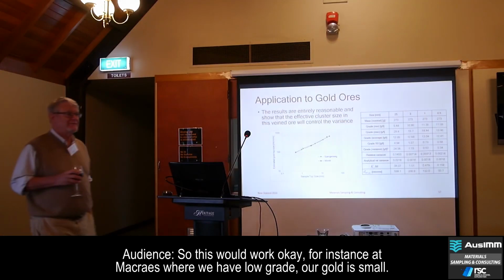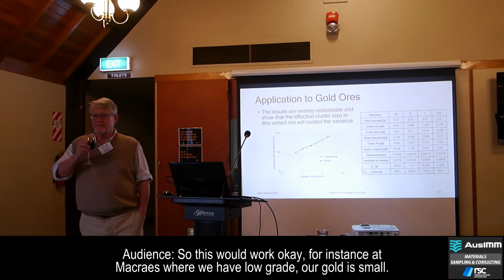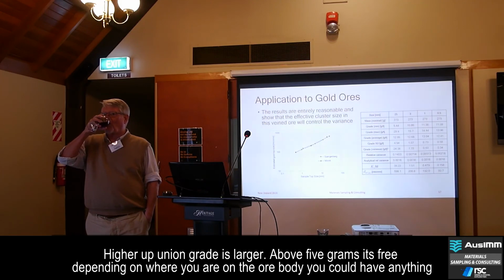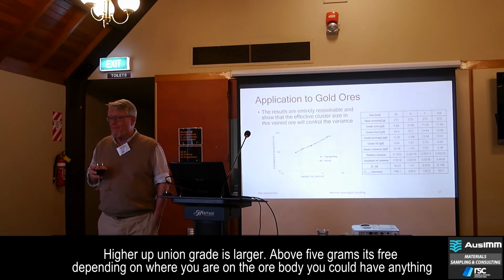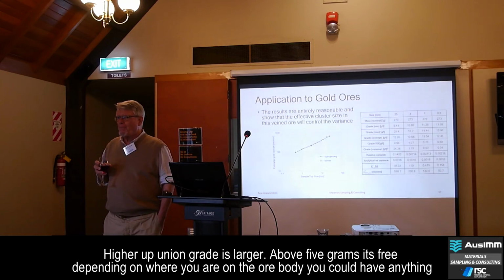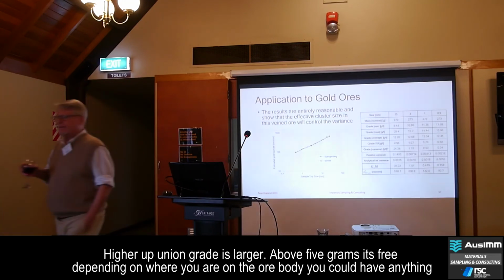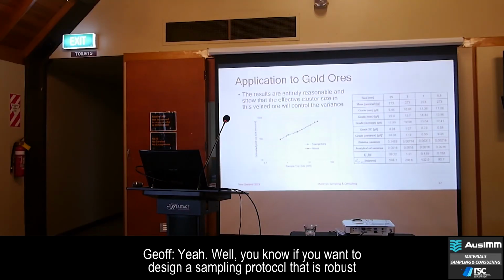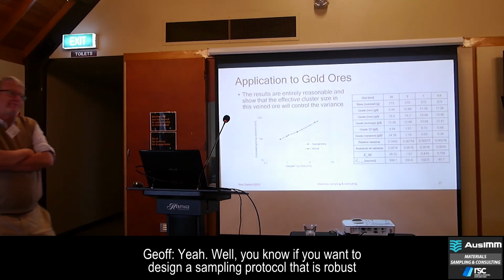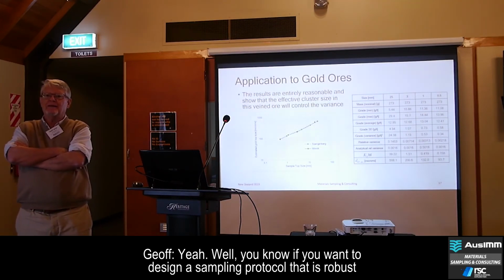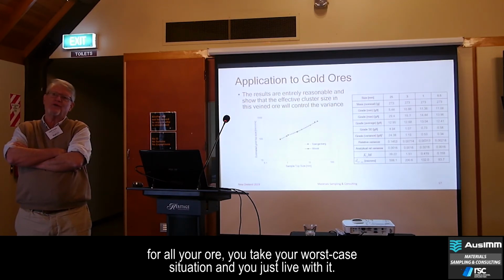So for instance at the grade, where we had low grade, gold was small, pyrite, medium grade, it's larger, no, it's not pyrite. About 5 grams, it's free. Depending on where you are in your body, you can have anything on that one there. Yeah, well, if you want to design a sampling protocol that is robust for all your ore, you take the worst case situation and you just live with it.